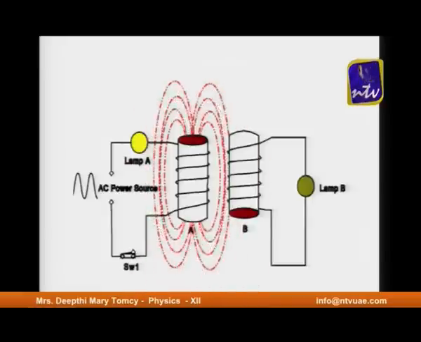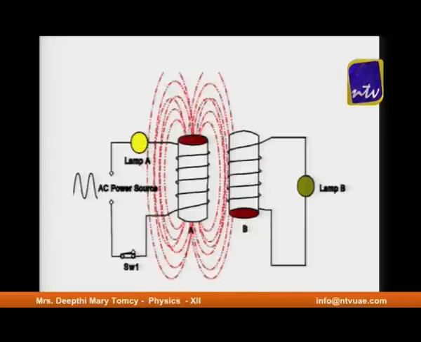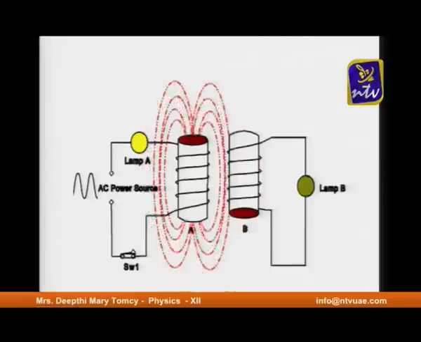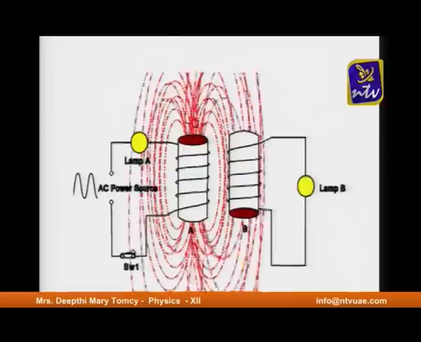And this process of inducing current in the neighboring coil is called mutual induction. Mutual induction is one form of electromagnetic induction. Like this, in the same coil also we can induce current when the growth or decay of current takes place. That is called self-induction.